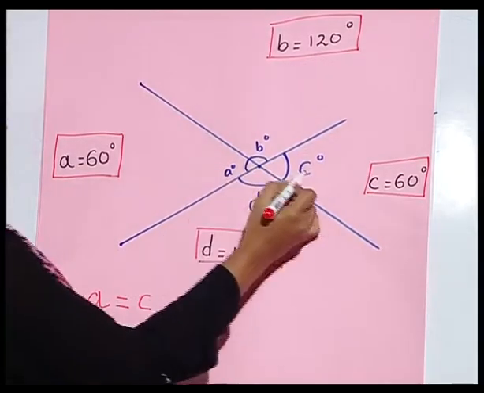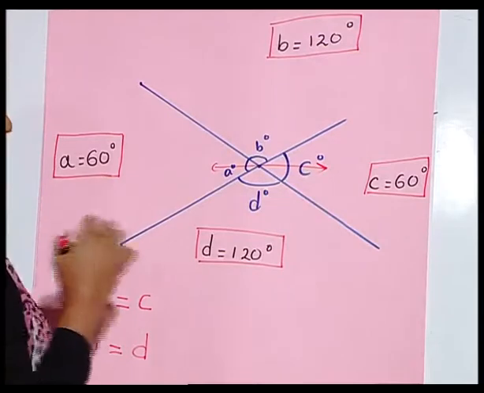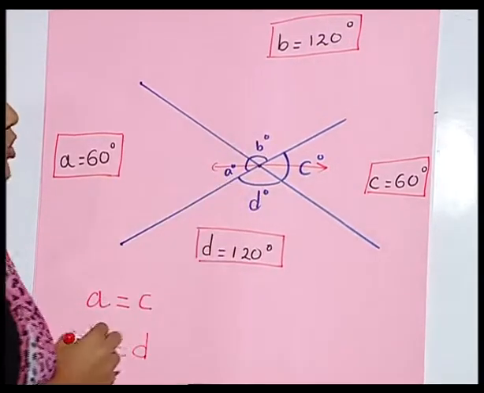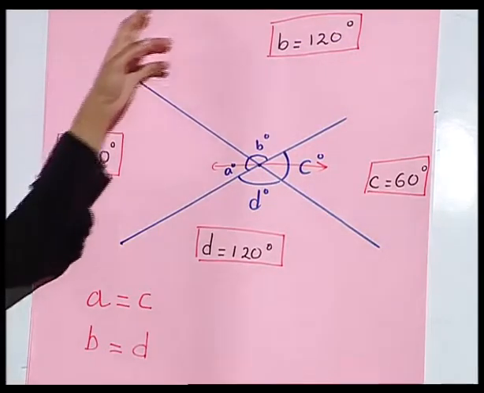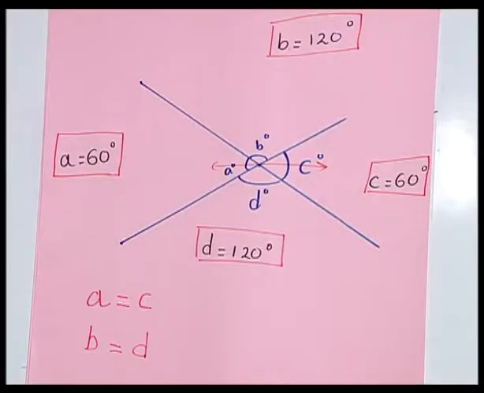Now, A and C are called vertically opposite angles. Similarly, B and D are called vertically opposite angles. So we conclude that vertically opposite angles are equal. So we conclude A is equal to C, vertically opposite angles. B is equal to D, also vertically opposite angles.